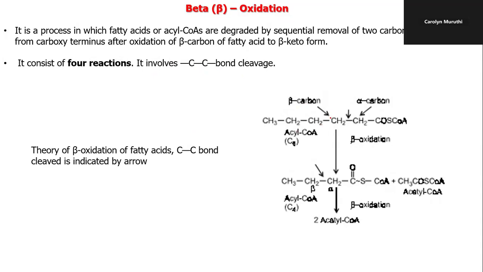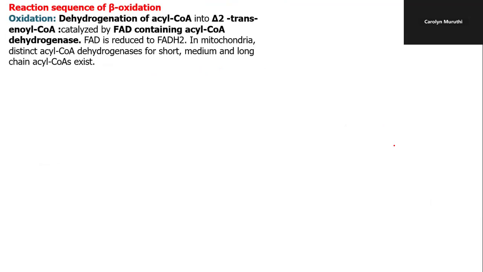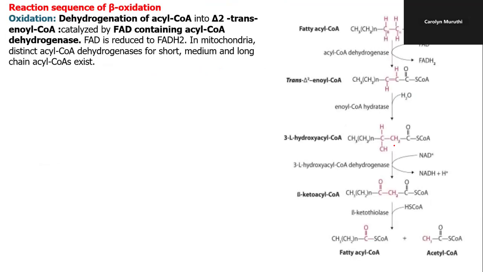The carbon-carbon bond cleaved is indicated by the arrows. It occurs between the alpha and the beta carbon of the acyl-CoA. So let us look at the reactions involved in beta oxidation. The first reaction is catalyzed by acyl-CoA dehydrogenase, which introduces a trans double bond between the alpha and the beta carbons.